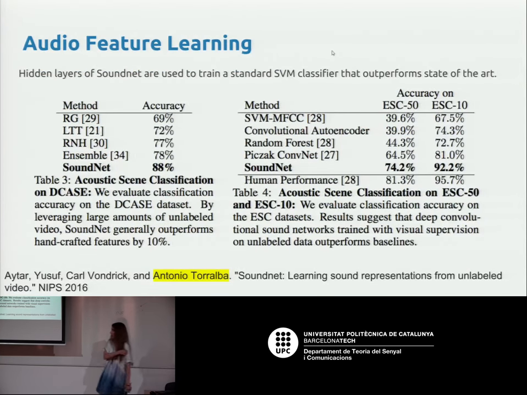Actually, they also showed that they learn very strong audio features. Once the audio network is trained, they use the features and stack a classifier on top to learn the classes of different benchmarks. They don't fine-tune the network at all. They just train a linear classifier on top, and show that they get state-of-the-art performance. That was two years ago, but they got state-of-the-art performance on these two audio classification benchmarks.